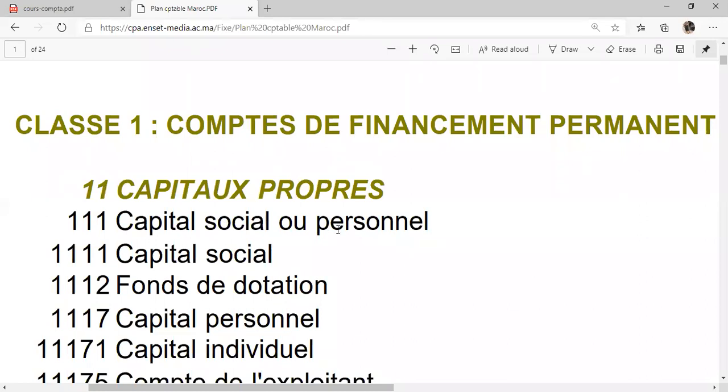If you have the plan comptable, you see these figures are in different shades of color. The first ones are placed as a heading, this one as a subheading, and this one is painted in bold, and the others are written in normal font. So the first 3 numbers, in this case, are called the poste.